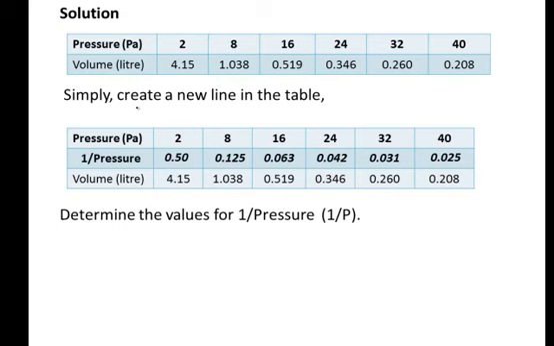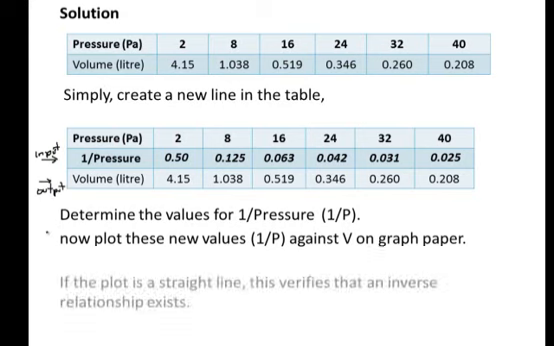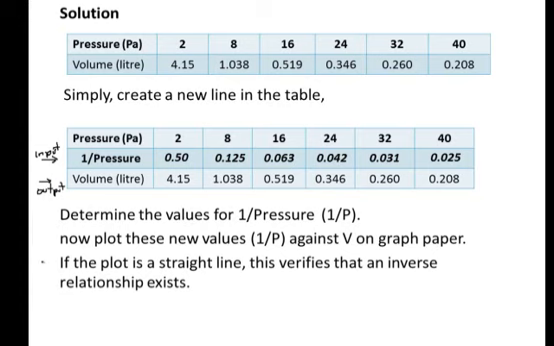So now, we've determined those values, and now we plot these new values, 1 over P. Again guys, 1 over P is our input. That's your horizontal axis. And then the volume is our output. And if we get a straight line, that verifies that our inverse relationship exists.